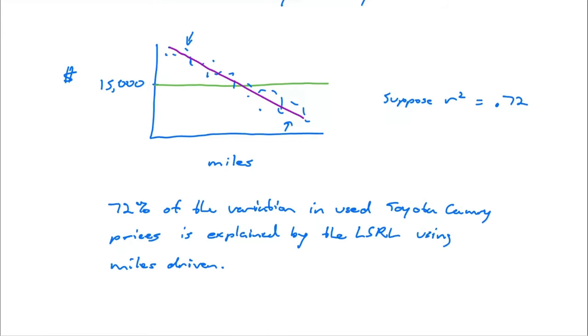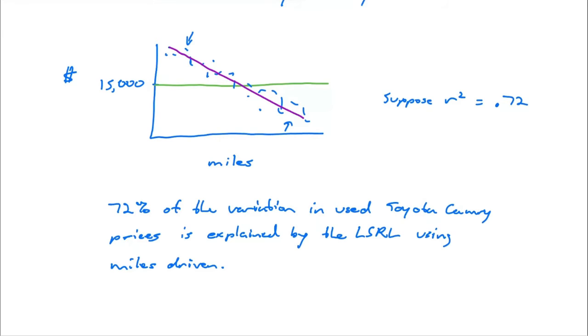Okay. In other words, the value of the car in relation to how many miles it has is a pretty good estimate. 72% of that variation in price is accounted for or explained by miles driven.